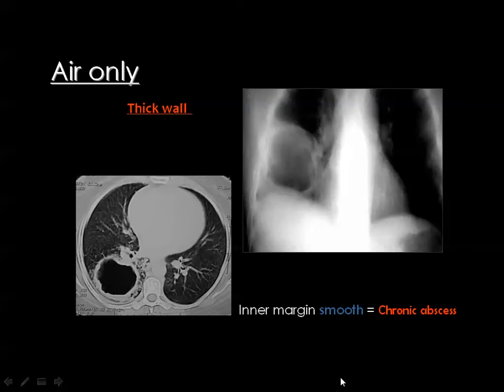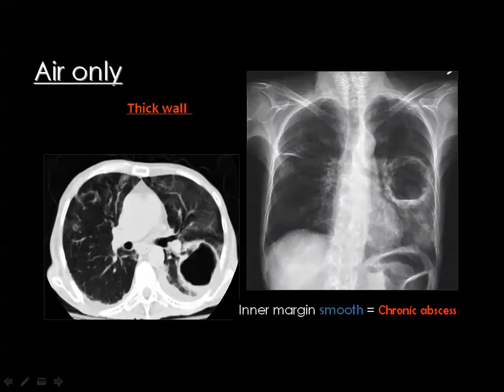We'll start first by the cavity which is containing air. And the cavity containing air, the differential diagnosis depends on the thickness of the wall. If the wall is thick, you have 2 possibilities. If the wall is thin, you have 2 other possibilities. The thick wall cavity containing air in the lung is diagnostic of a chronic lung abscess. And the abscess starts with a lot of pus, few air loculi, then air will increase and pus will decrease until you are left with a cavity totally filled with air, which is diagnostic of the chronic lung abscess.